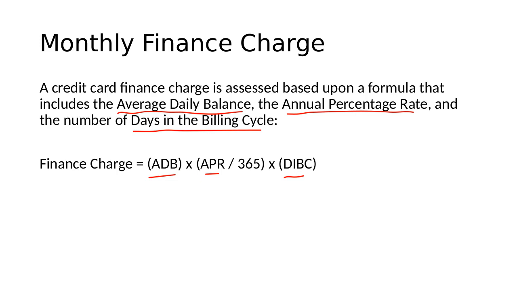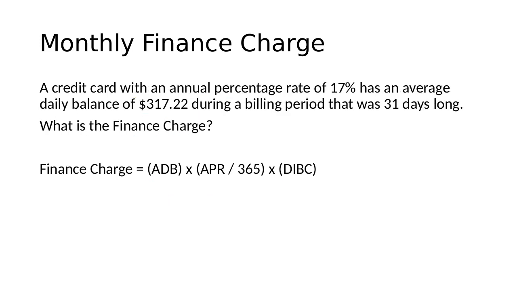So in essence, what we've got here is the annual percentage rate divided by 365. So we've kind of created a daily percentage rate in there. So what we're doing is, what was your balance? What's the daily rate? And how many days are there? That's how the monthly finance charge gets calculated. Let's look at an example.